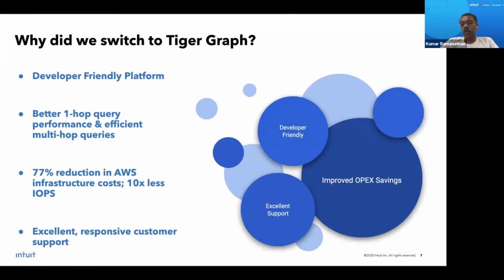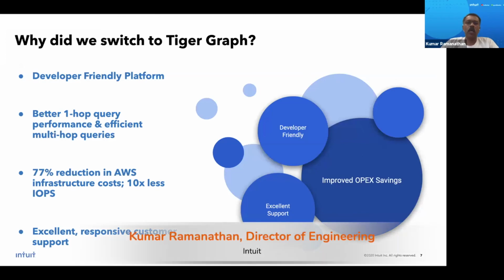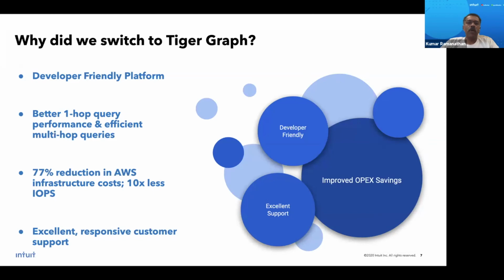We recently switched to TigerGraph from another graph store. We went through a POC, evaluated multiple graph offerings, and picked TigerGraph. I want to call out the top four reasons. One, our engineers loved developing on the platform much more than any of the other solutions that we looked at. It was simple, and the tooling and operational support capabilities were top notch. We had significantly better one-hop query performance, and very efficient multi-hop queries.